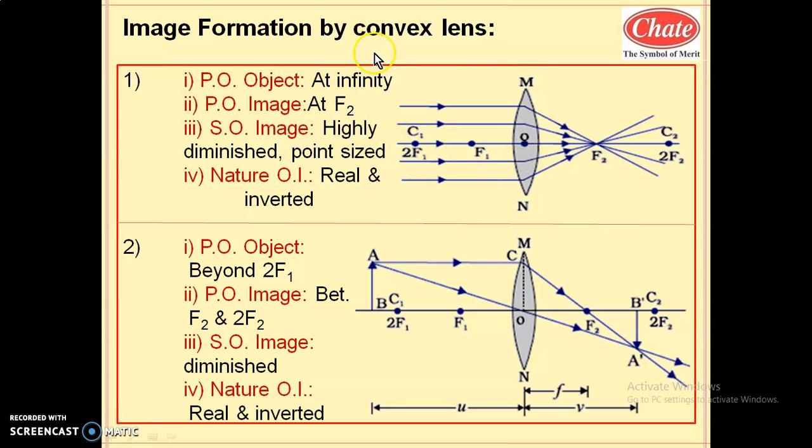Again, here these possibilities, as we studied in the table, are similar to those of the concave mirror. Only the thing is that here the image formation takes place on the right hand side. So the first possibility, that is the basic diagram, is that if the object is at infinity, then the image formation is at focus, because this concept is also used while defining the principal focus of the convex lens.